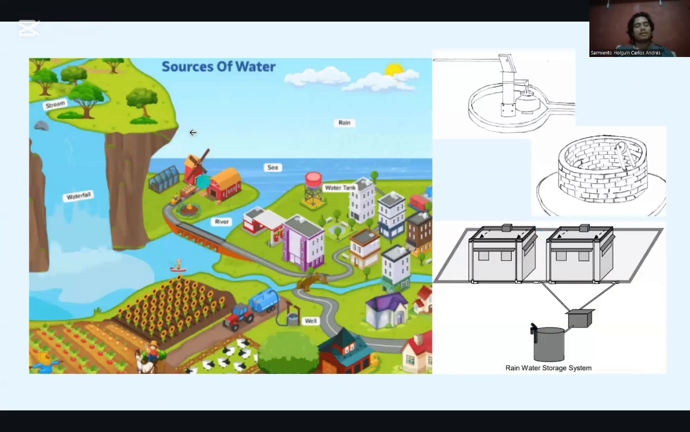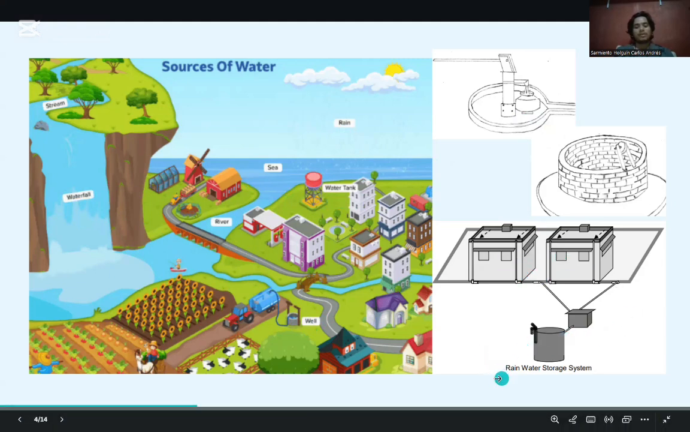Then we have here an image that explains the sources much better: the waterfall, the well, river, sea, the water tank, and rain. Here we have the system for the rainwater to be stored in a tank.